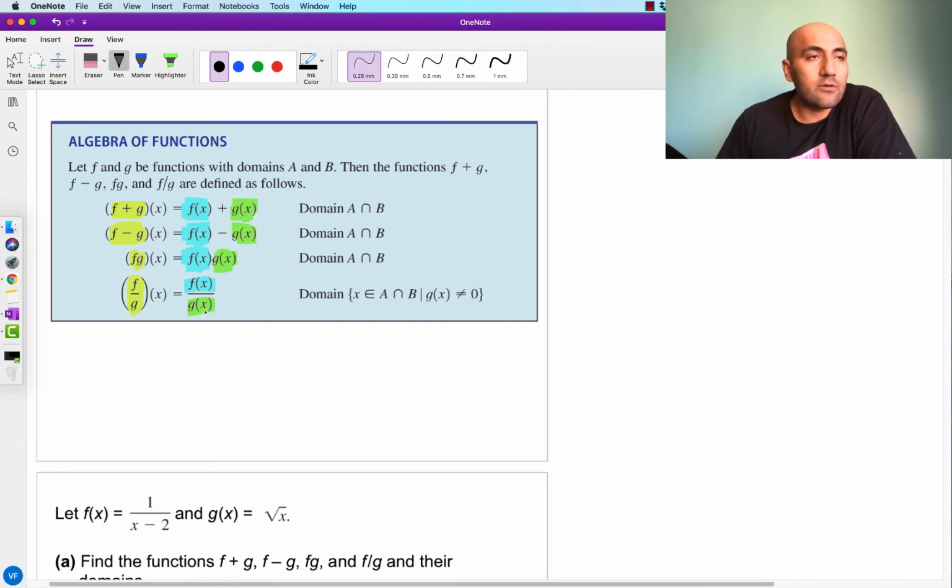You're allowed to input a 0 potentially. It's that the output of the g function can't be 0, because then you would be dividing by 0. Good, good, good. Okay, let's look at some examples.